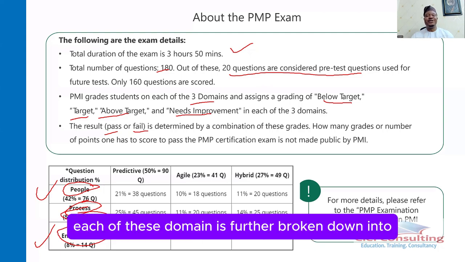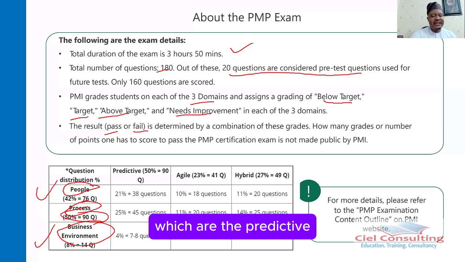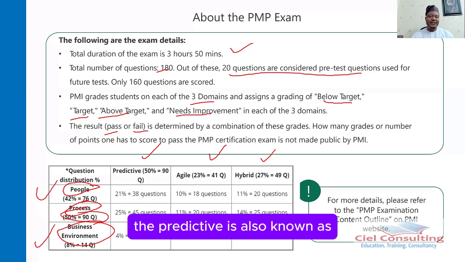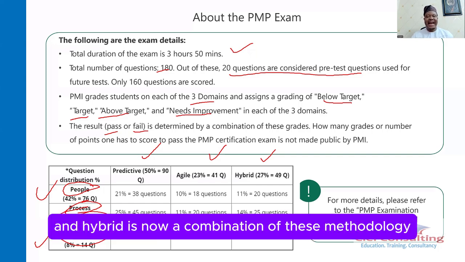Beyond that, each of these domains is further broken down into 3 project management life cycles, which are the predictive, the agile, as well as the hybrid. The predictive is also known as the traditional methodology, while the agile is also known as the adaptive methodology, and hybrid is a combination of these methodologies.